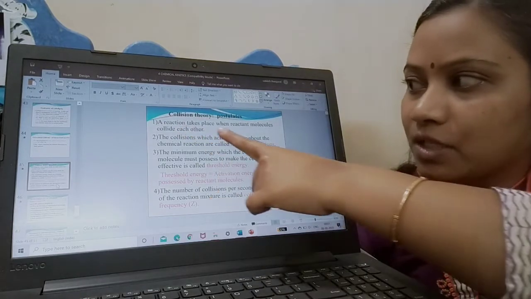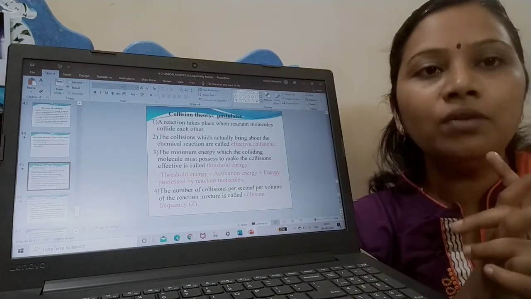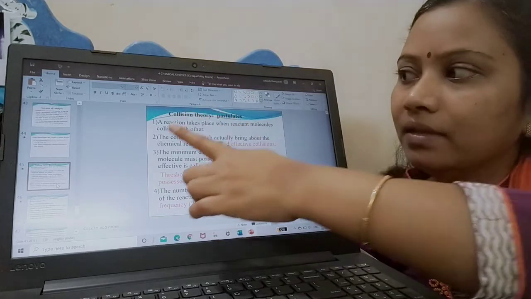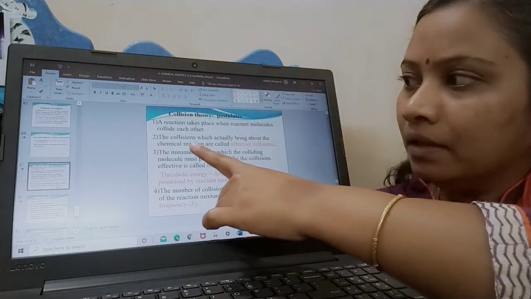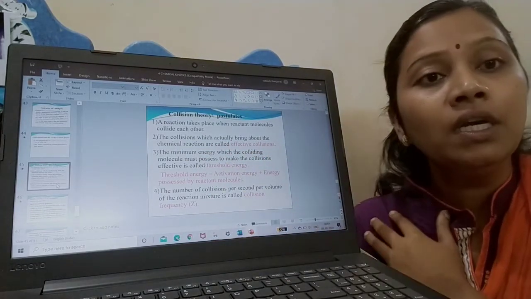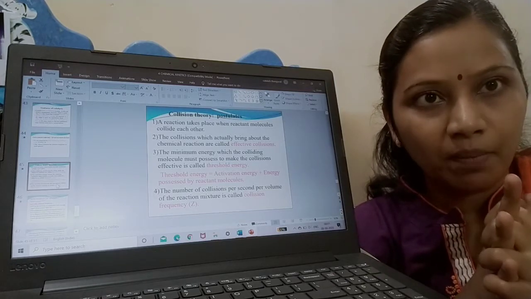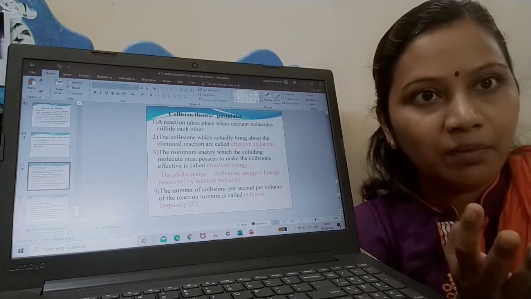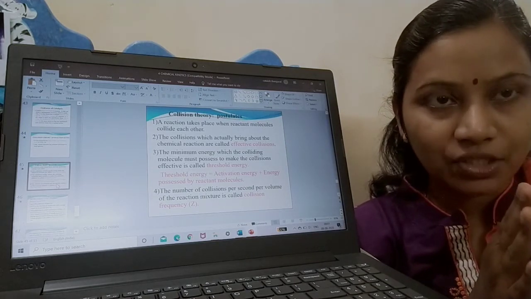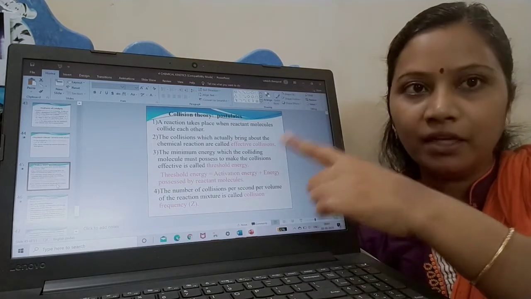A reaction takes place when reactant molecules collide with each other. Yes, we all know, when reactants collide, only then will we get a complex, and then we get a product. So when reactants collide, the reaction proceeds, correct. Then, the collision which brings about the chemical reaction is called an effective collision. Not all collisions bring about the product. Some collisions will give rise to an intermediate complex. We need to break that intermediate complex to give you the product. So not all collisions bring about a chemical reaction. The collisions which bring about chemical reactions, we call effective collisions.